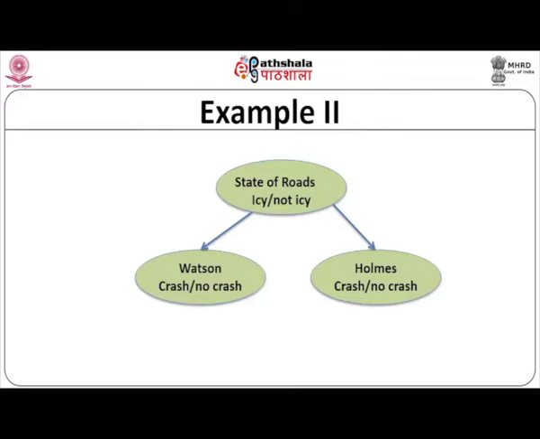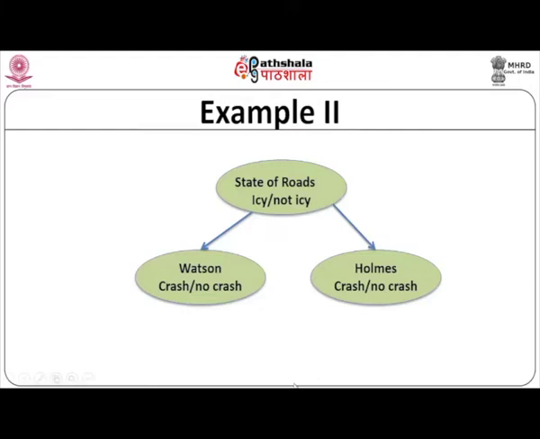First you have to decide on the variables: state of roads, Watson crashing, and Holmes crashing. State of roads has two possibilities, icy or not icy; Watson crashing or not crashing; Holmes crashing or not crashing. These are the three Boolean variables. This is the Bayesian network with the dependencies specified. Here we are just saying that arrival is not important; if the state of roads is icy, there is a possibility of crashing, that is what we are saying.